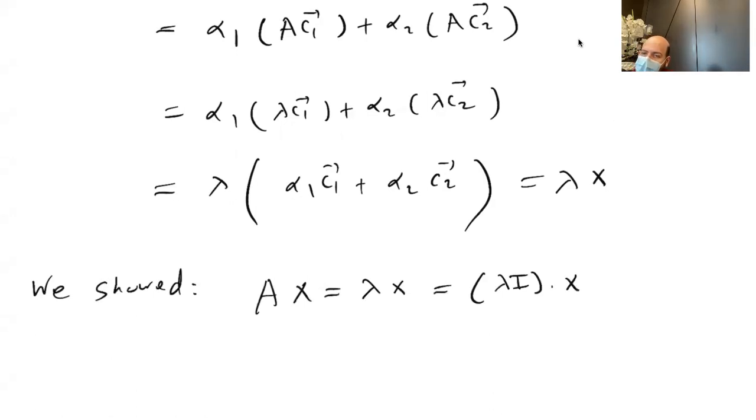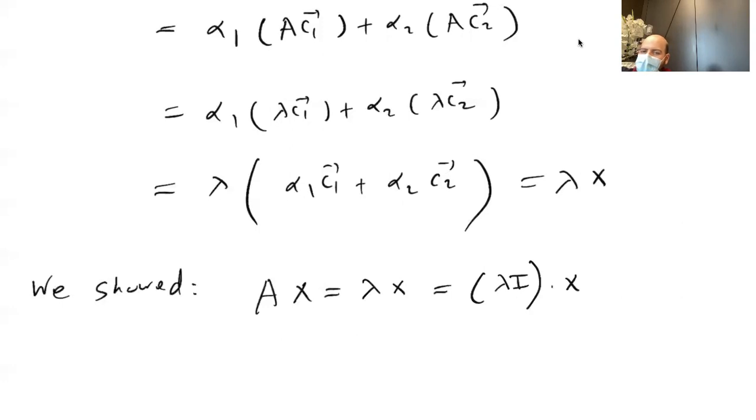Because if I is the identity matrix, 2 by 2 again, I times X will be the same as X. That's the role of the identity matrix. If you multiply it with a vector, you get the same vector back. So identity matrix times X will always give you X. Lambda times the identity matrix times X is lambda times X.